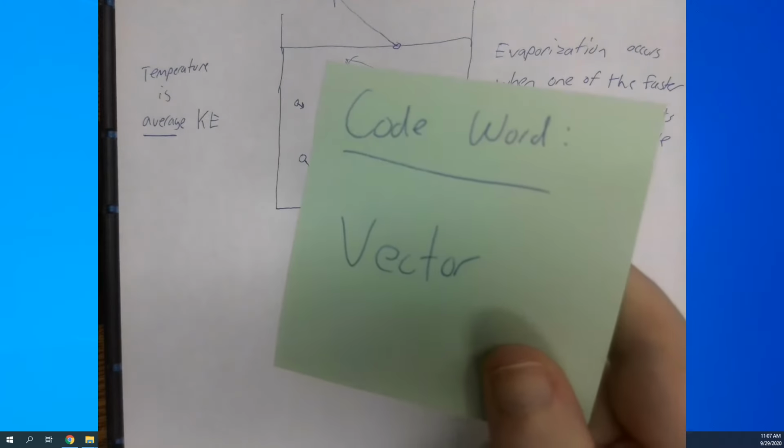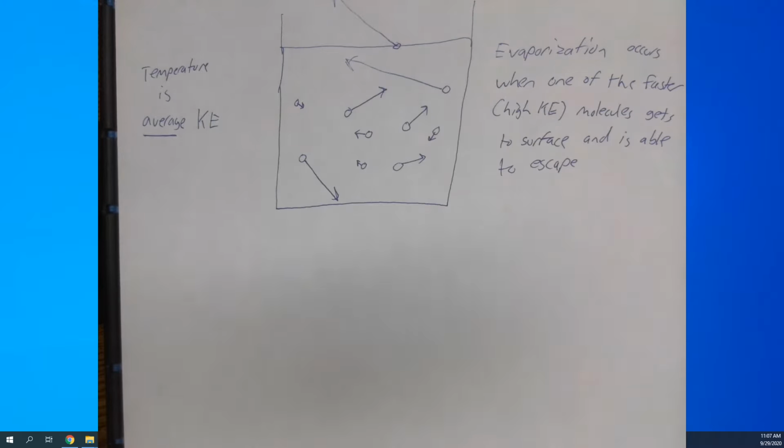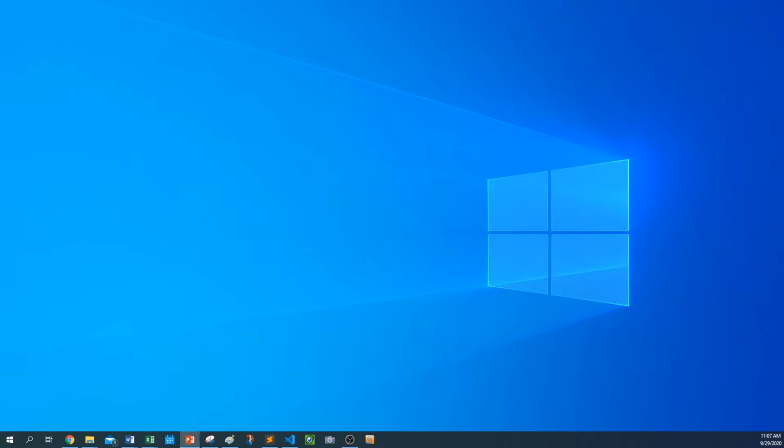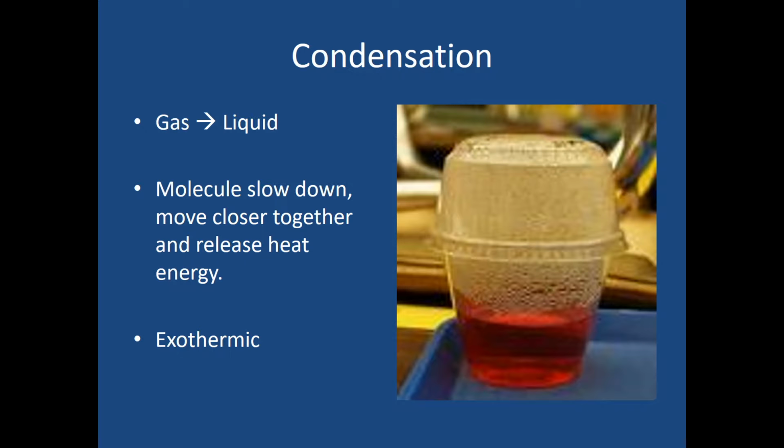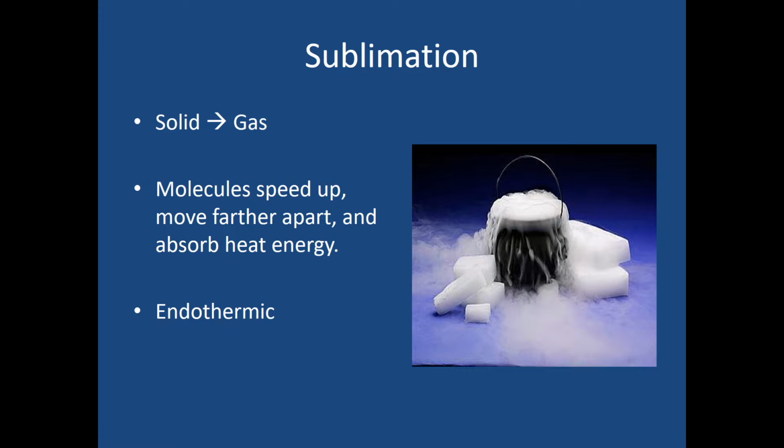Here's the code word for the day. Condensation is when molecules slow down and move closer together and release heat energy. Sublimation. Y'all need me to go back? Sublimation is when molecules speed up and move farther apart and absorb heat energy.